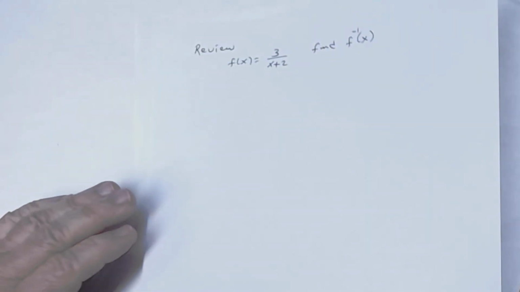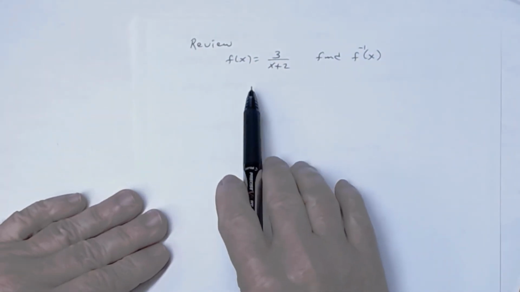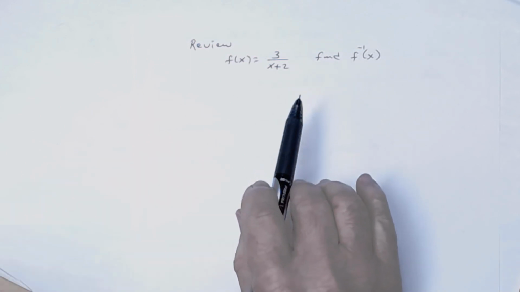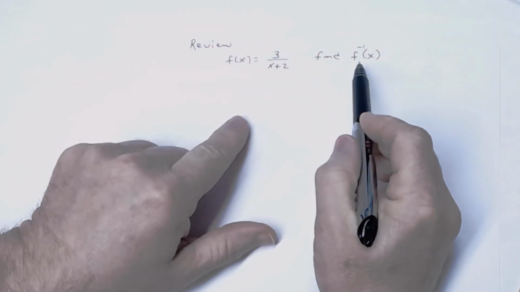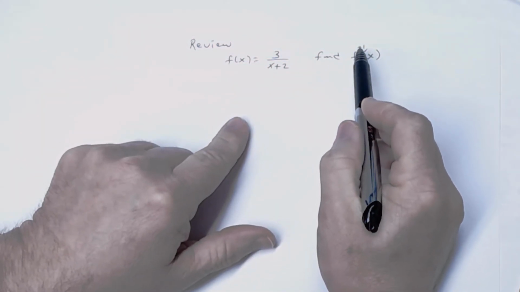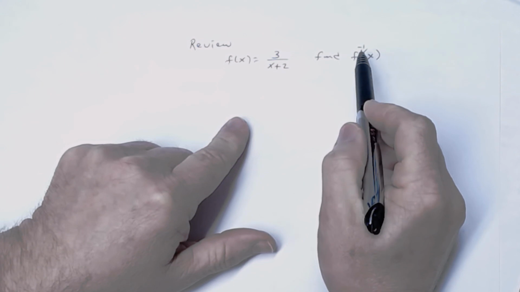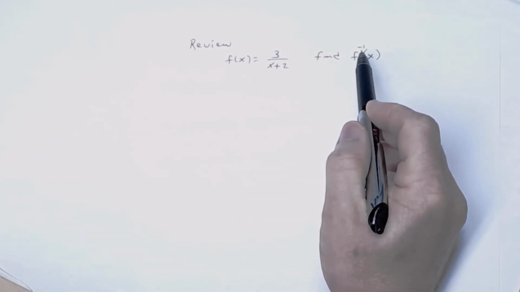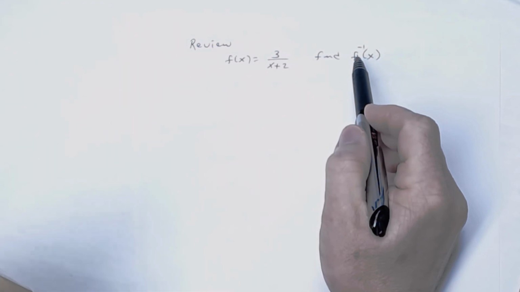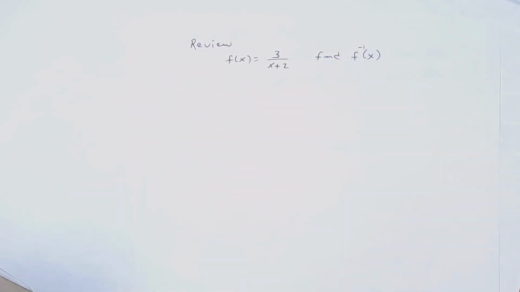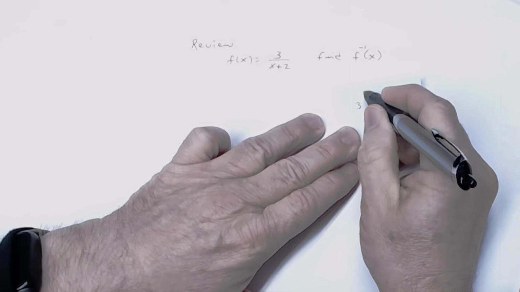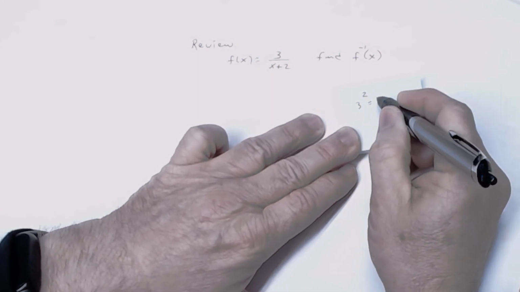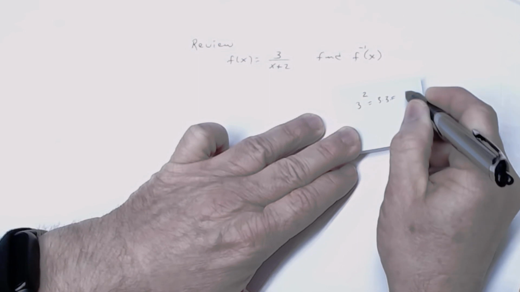All right, so as a review, let's look at this problem. This came from one of our sections on inverse functions. So remember the notation. The exponent here, negative one, really is not an exponent. It just refers to f inverse. When we talked about exponents before, we discussed terms like 3 squared. So 3 squared means 3 times 3, which is 9, right?